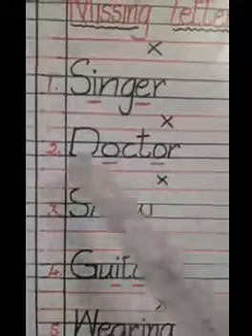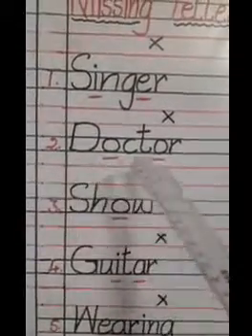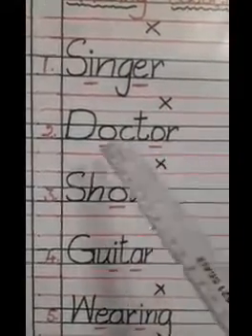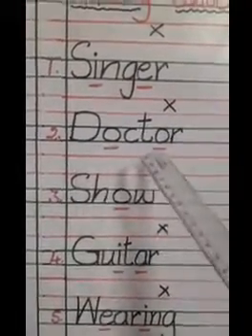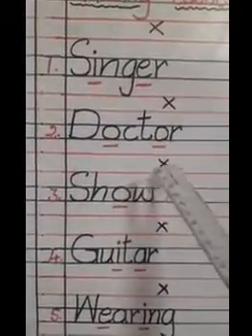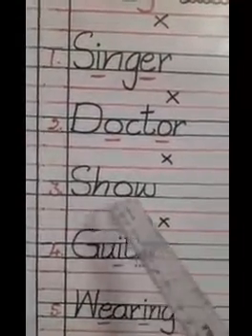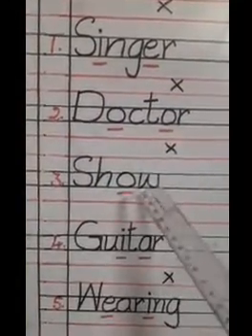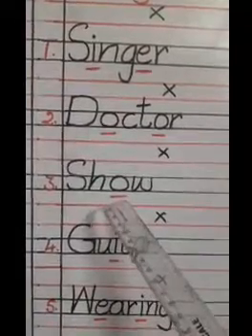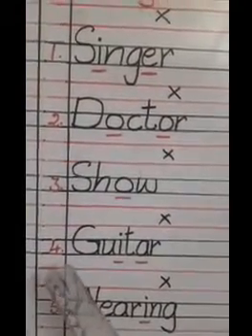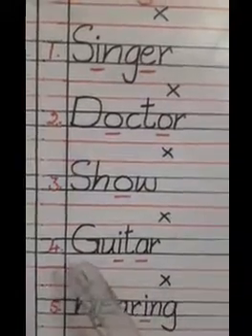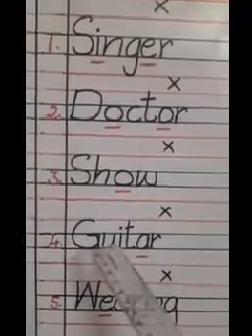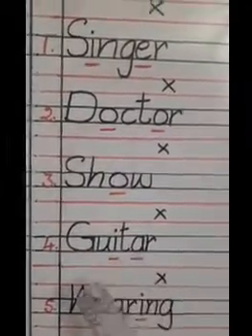Again, leave a line, then write the second one. Doctor. D-O-C-T-O-R, doctor, underline O and O. Again leave a line, then write the third one, show. S-H-O-W, show. Here underline O. Again leave a line, then write the fourth one, guitar. G-U-I-T-A-R, guitar. You have to underline I and A.